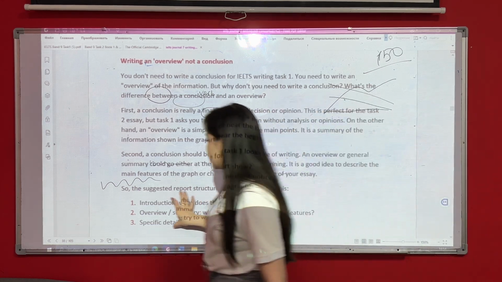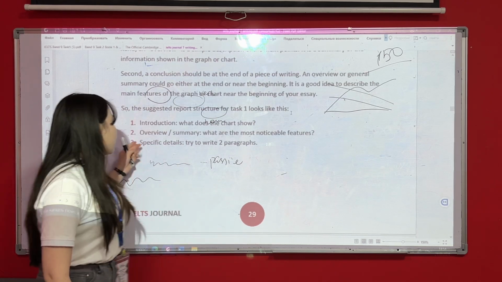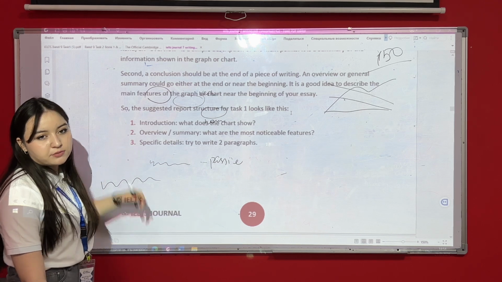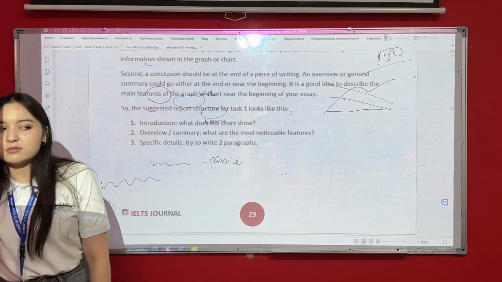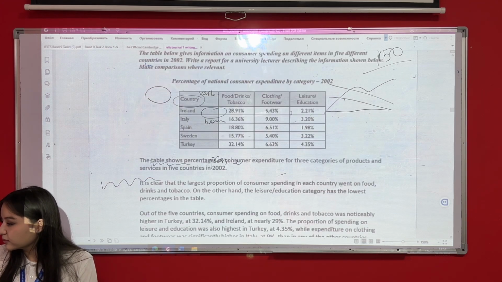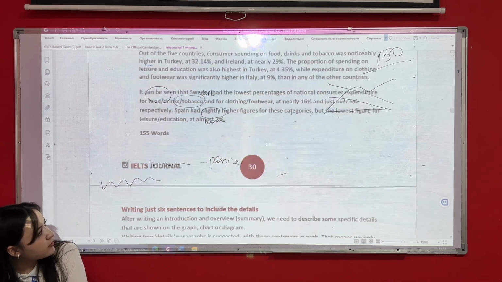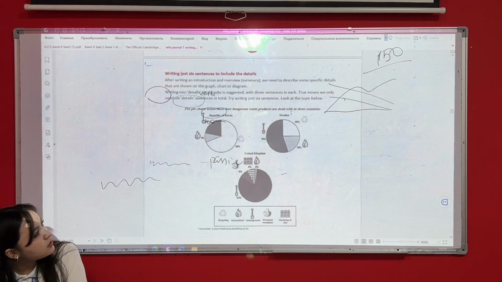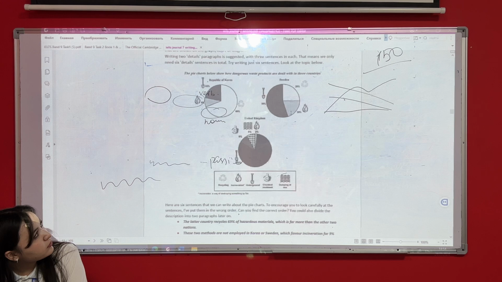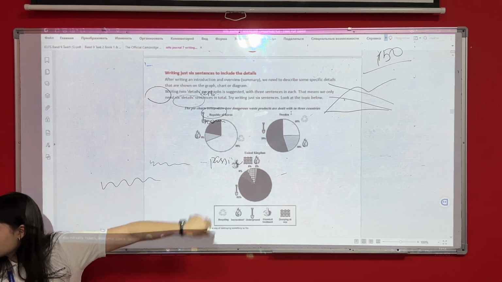So here it is. The suggested report for task 1 looks like this: introduction, overview, and paragraphs. You should remember it all the time, okay? What is it, guys? Can you please tell me? Table, very good. So now we're going to discuss this word. This is a pie chart, right? Here it is.